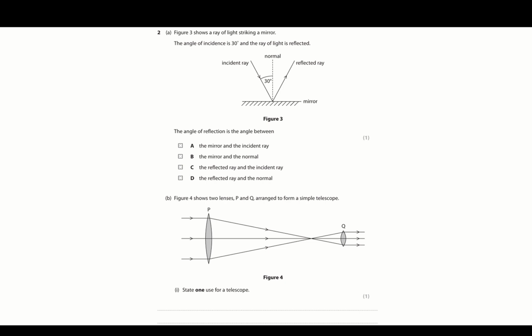Okay, question 2. Figure 3 shows a ray of light striking a mirror. So we can see that we've got specular reflection going on here, and that's the angle of incidence equals the angle of reflection. And it's going to ask us, how do we measure the angle of reflection? So the crucial part is we always measure it from the normal. We never take that angle there. So it is the reflected ray and the normal. So the angle of reflection.